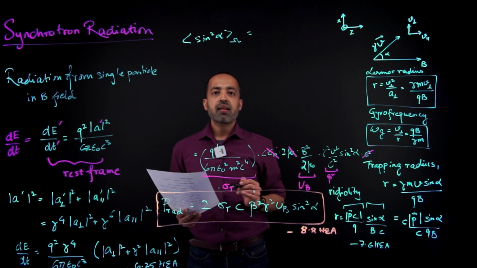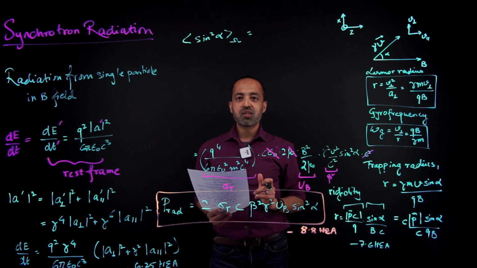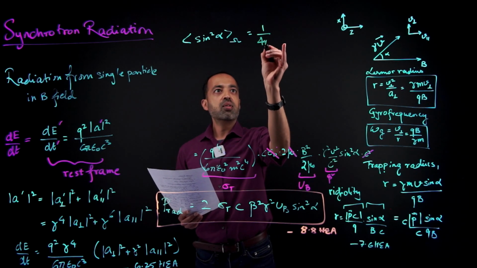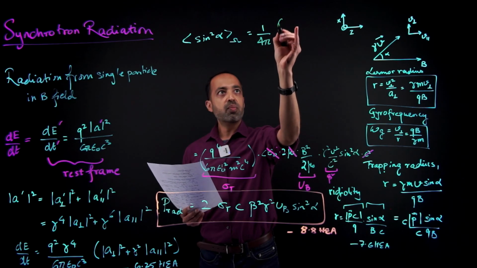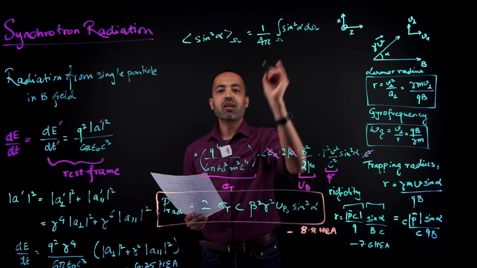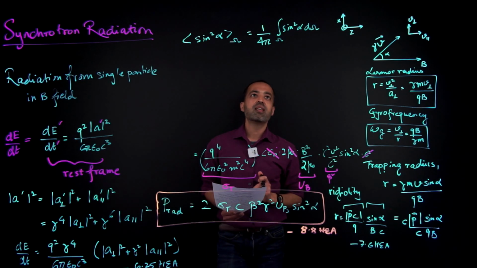Feel free to pause this video for a second and calculate what this might look like. I will write down the general expression of this for you. It's 1 over 4 pi, integral of sine squared alpha d omega, over all omega, over all solid angles. So take a moment and see if you can calculate this, and then we'll proceed.